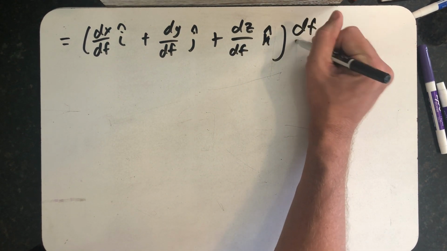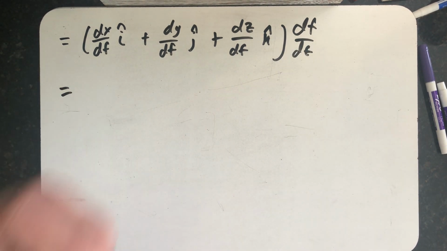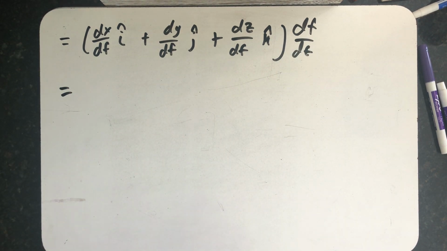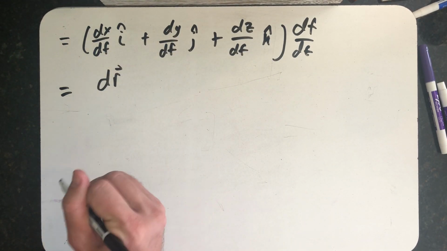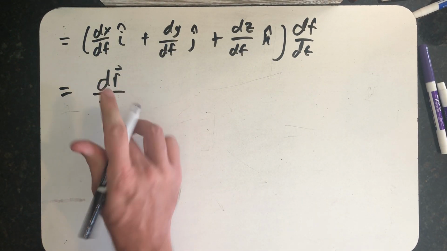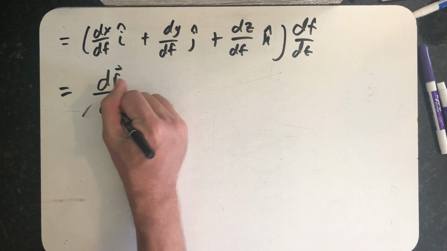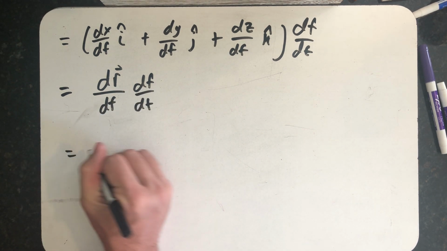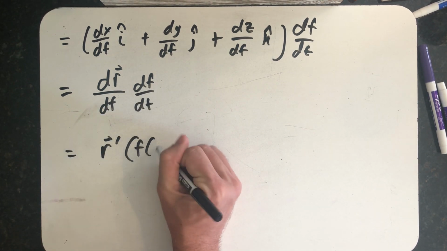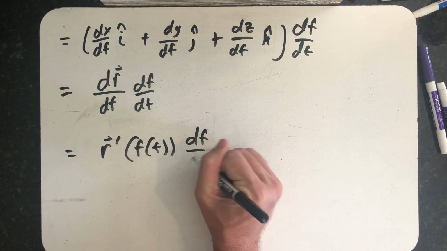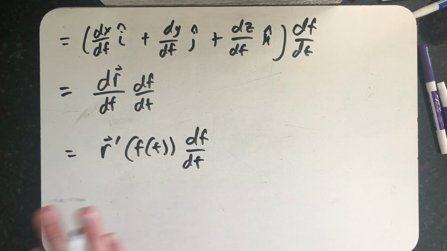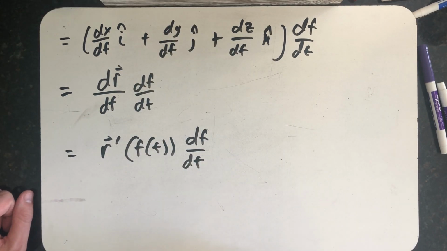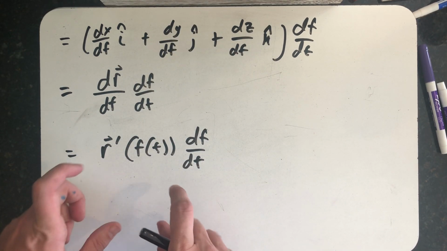all times df dt. And so what I realize is that this boils down to the derivative of that vector function r with respect to f times df dt, or r prime of f of t times df dt. And these look just like chain rules from Calc 1, just applied to vector functions. This is a very common way we're going to see the chain rule this semester, but we can also interpret it this way.